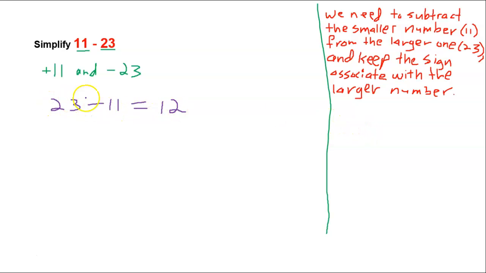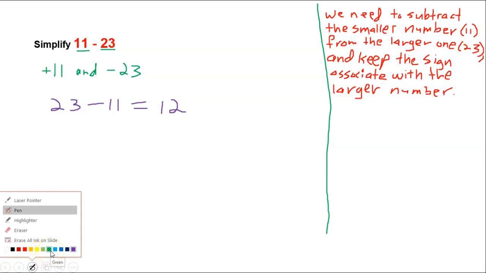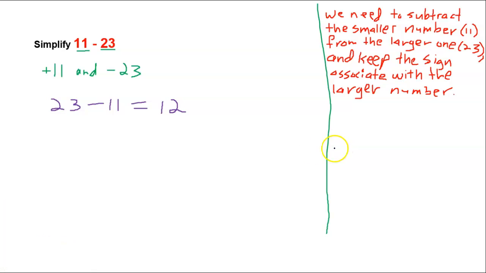However, since we want to keep the sign of the larger number, our answer should be negative. Okay, let me write that. Our answer should be negative since we are keeping the sign of the larger number.